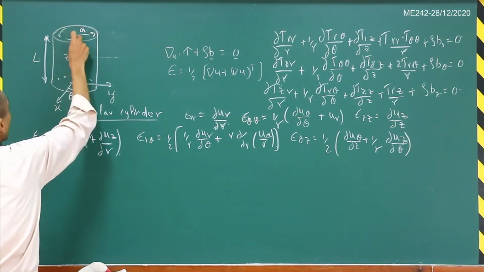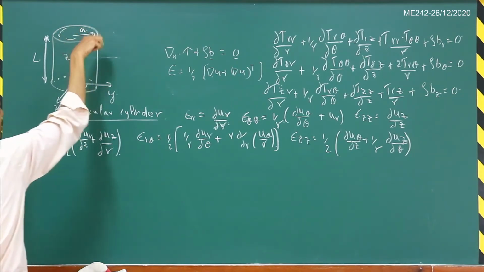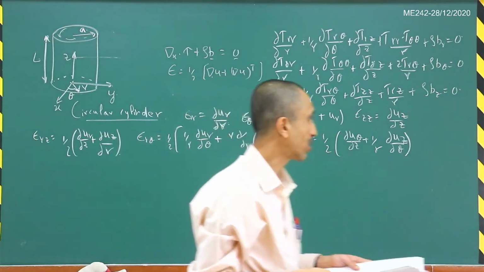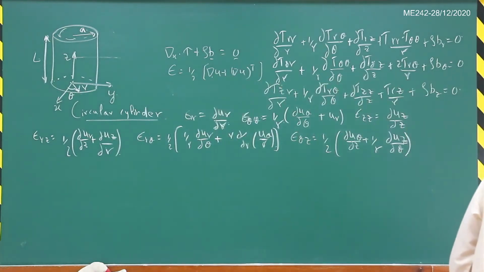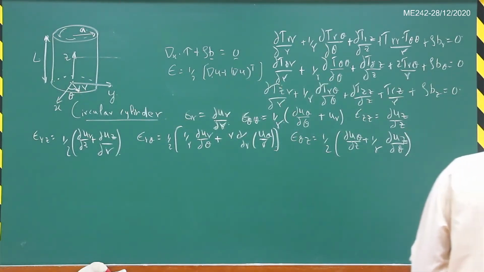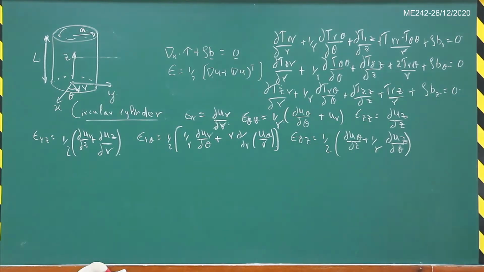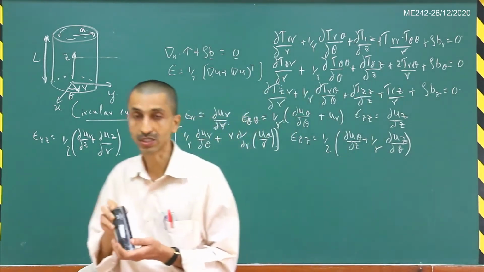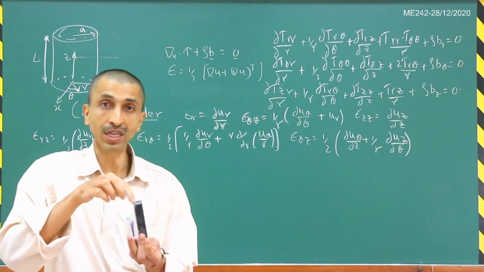Okay, so now here, one thing that we need to note is that the tractions are applied on the top surface. So the torque is generated because of tractions on the top surface. So let me just illustrate that. Suppose if this is the circular cylinder, then the tractions are applied on the top surface.